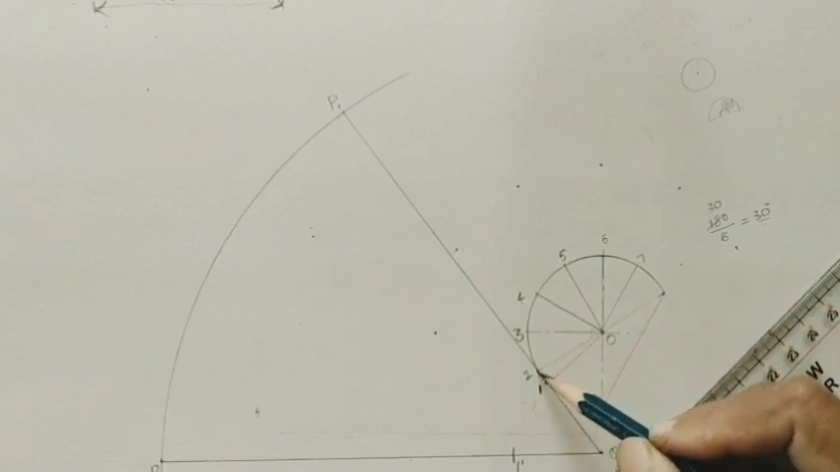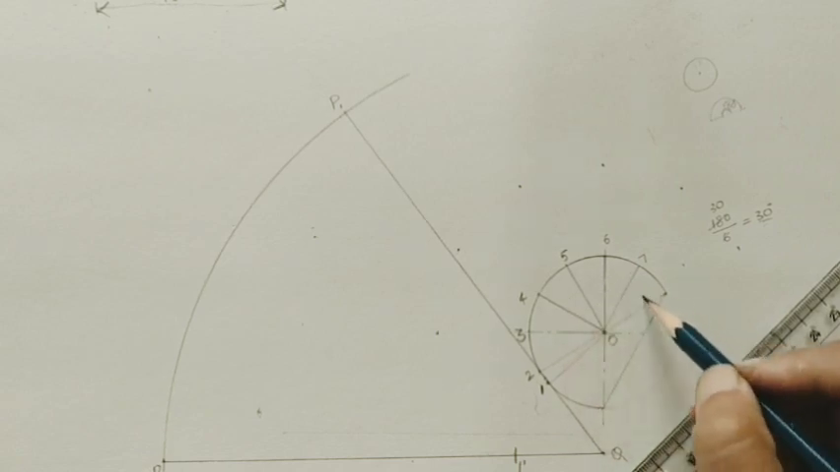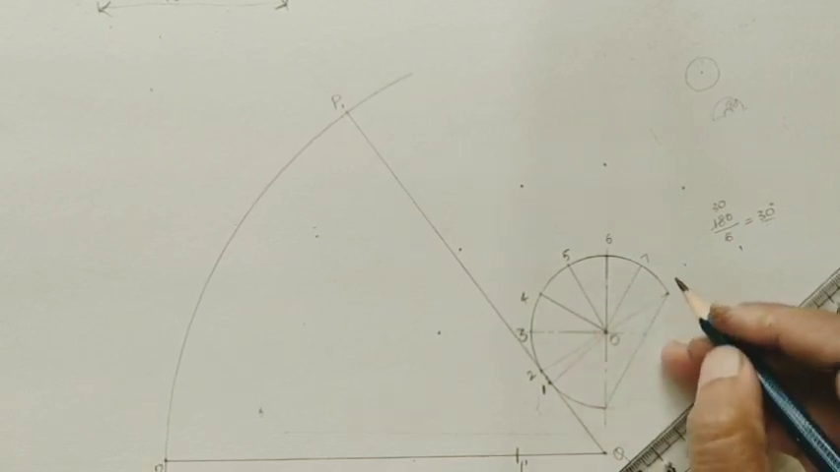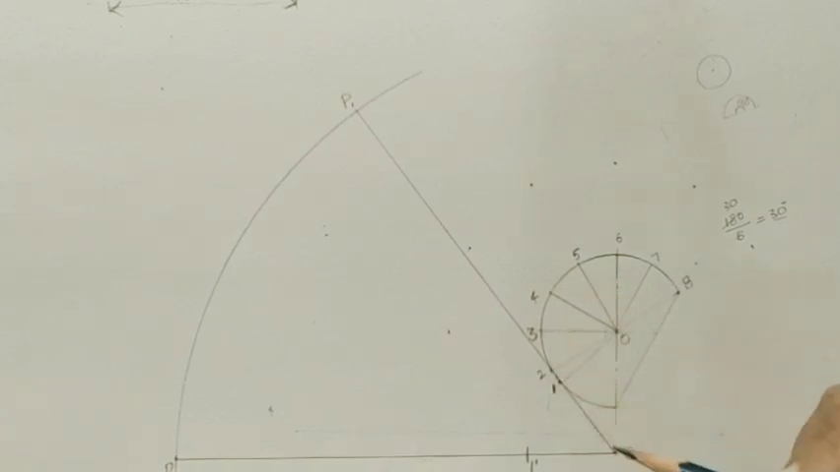1. Okay, starting point is 2. 2 to 3, 1, 2, 3, 4, 5, 6 parts. Give the name here, last point. I am taking this as the 8th one. Okay, after getting the points, mark those points here also.